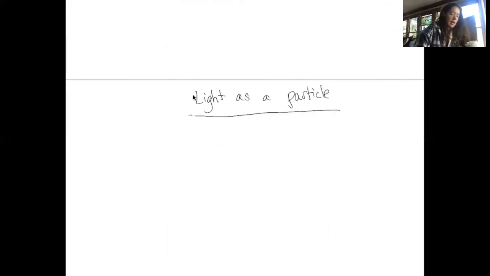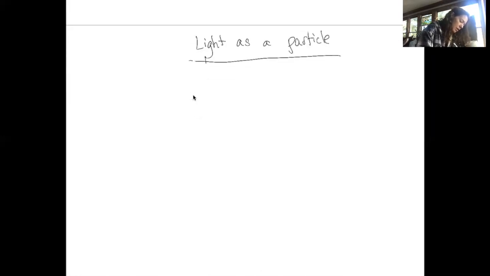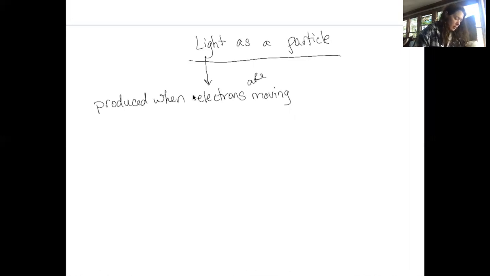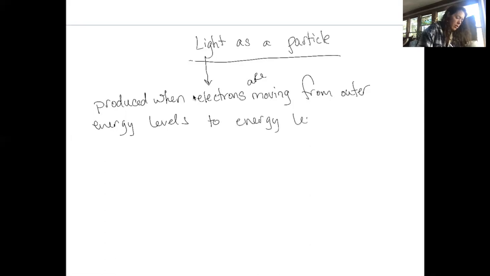How do we talk about light as a particle? Well, let's talk about light like this. Light is electrons moving. It's produced when electrons are moving from higher, from outer energy levels to lower energy levels. Or let's write energy levels closer to the nucleus. I don't want to go too far.